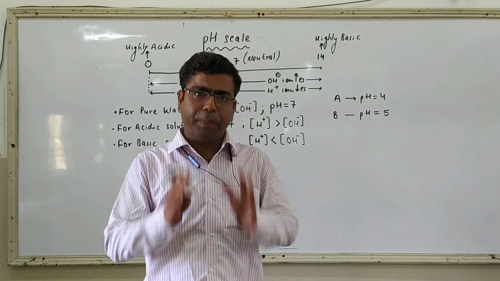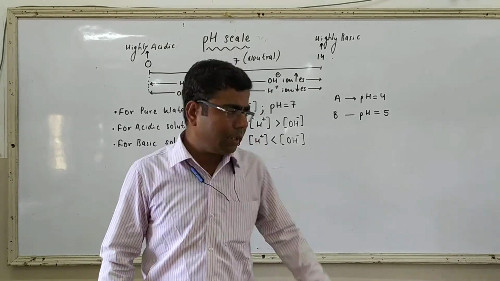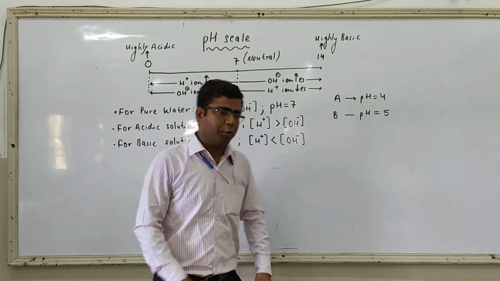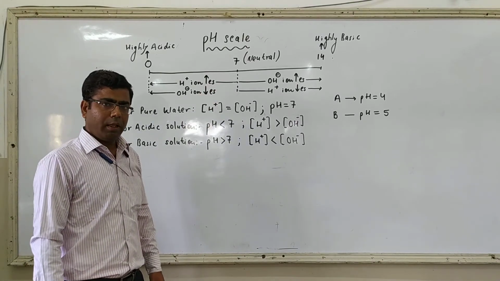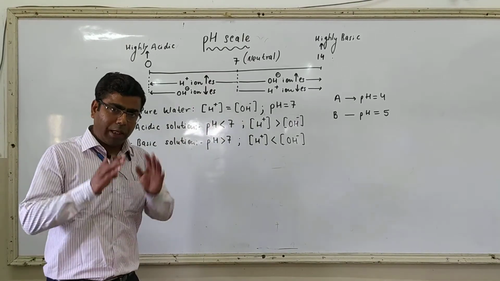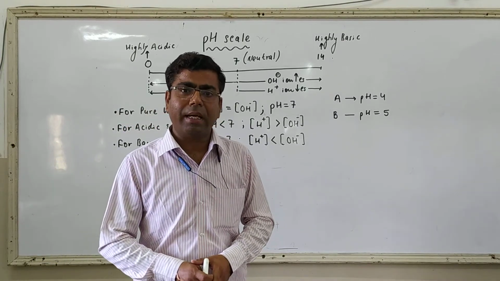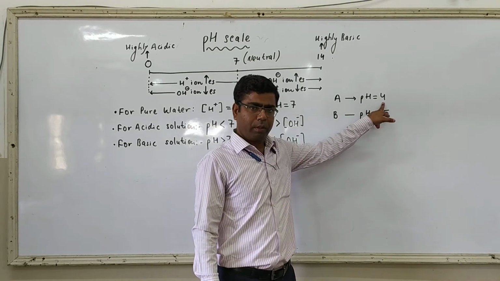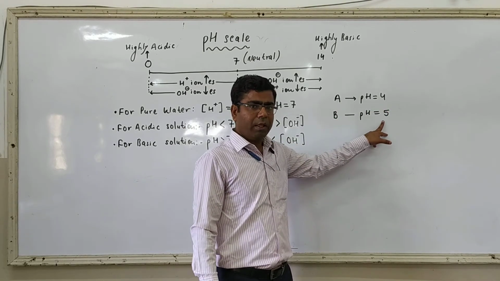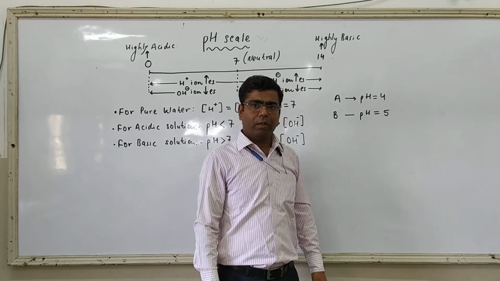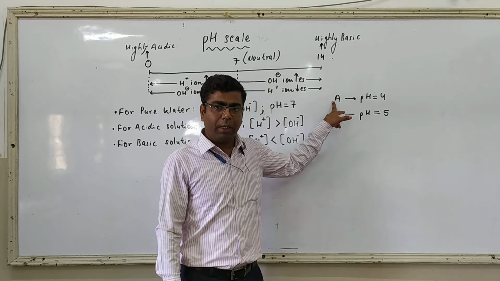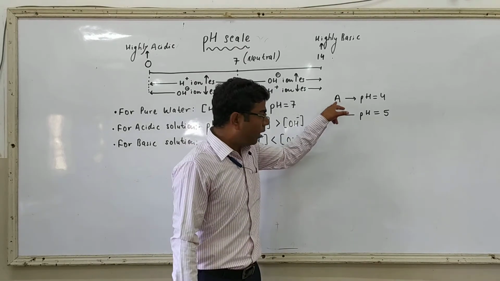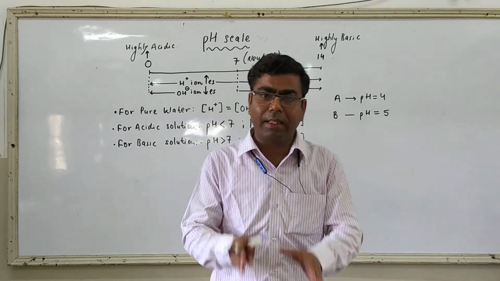But if we want to compare the acidic strength, whether A is more acidic or B is more acidic, then for comparison we have to see the pH scale. If we start moving from 7 to 0, if the value of pH decreases, then acidic character increases. Here A is having pH value 4, B having pH value 5. Since 4 is lesser than 5, so solution A will be more acidic than B, and it will be 10 times more acidic than solution B.